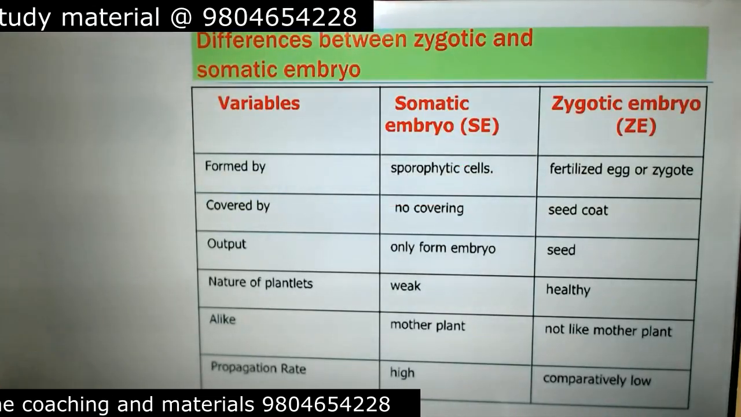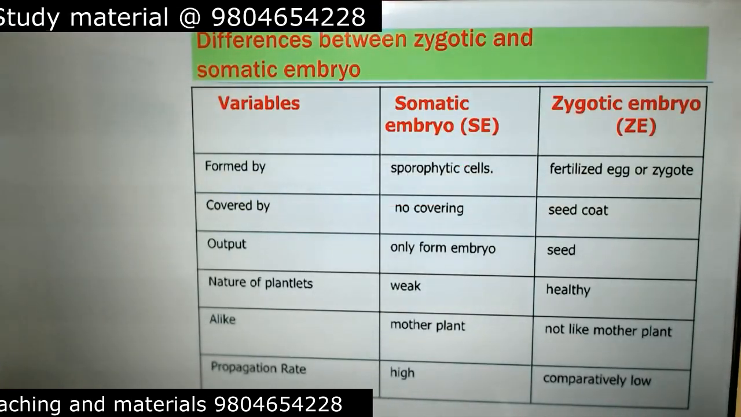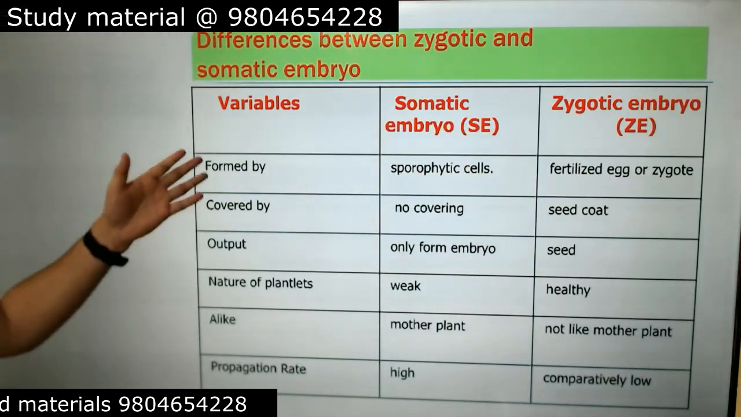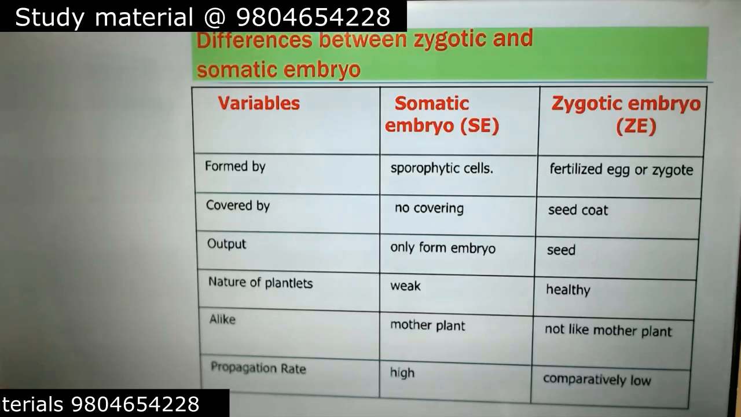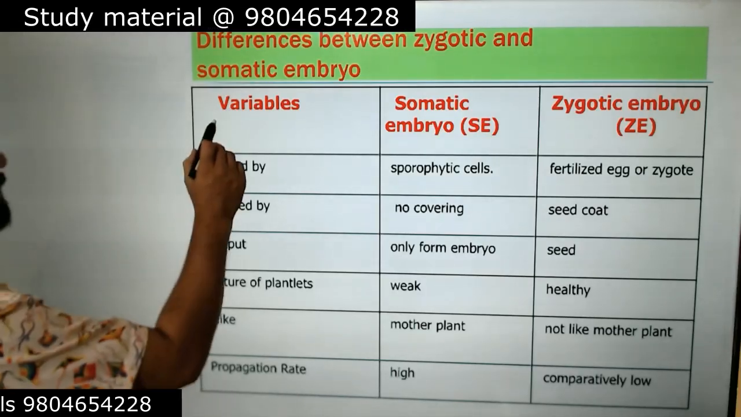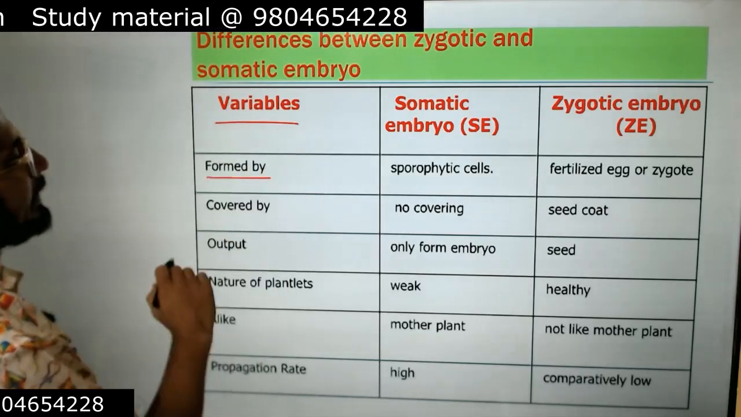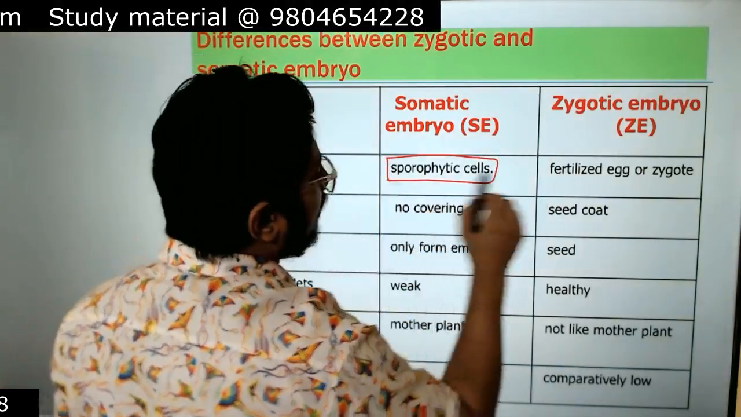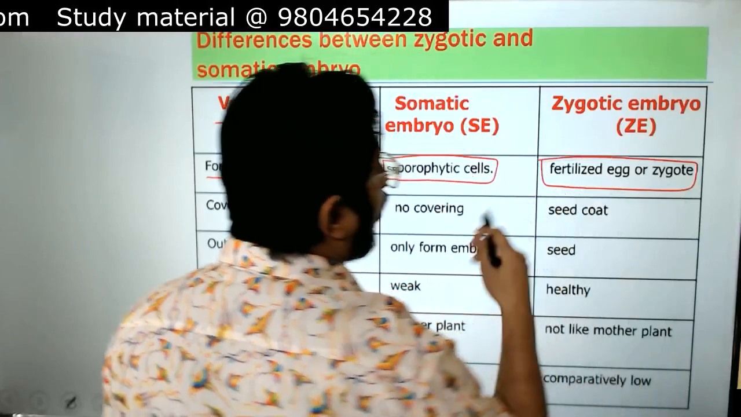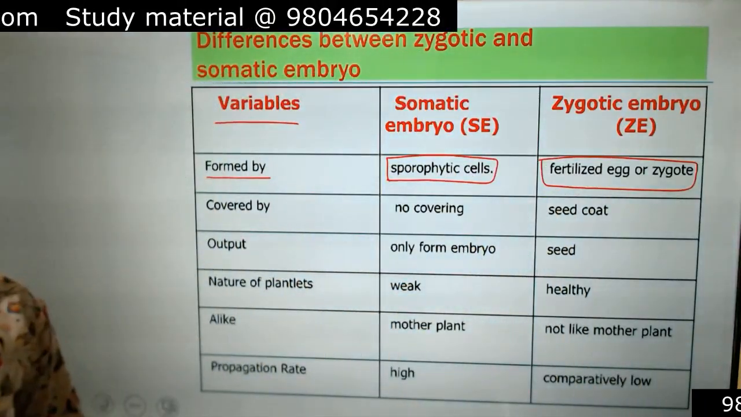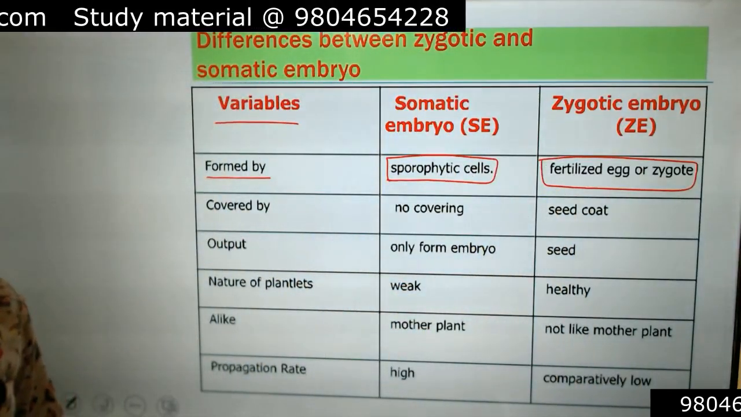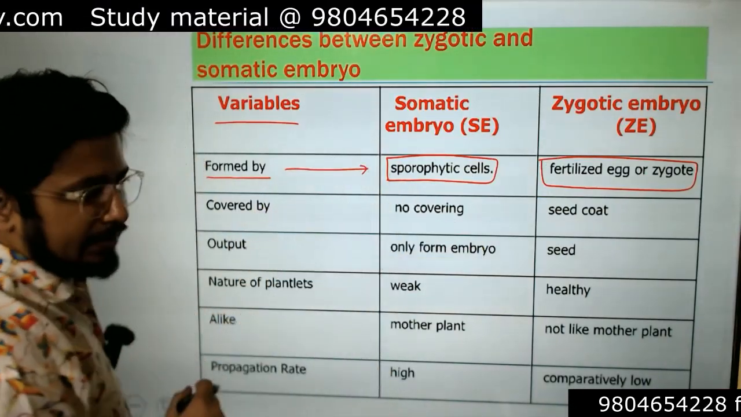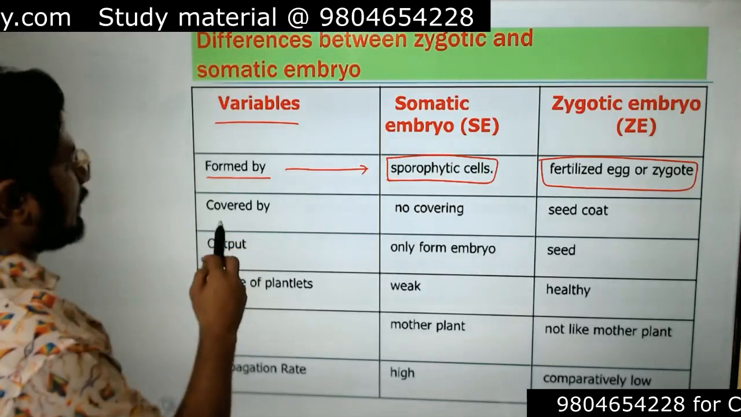So what is the difference between somatic embryo and zygotic embryo? We'll close with this slide. There are four properties and variables, and you can see the difference. The somatic embryo is formed by sporophytic cells, while the zygotic embryo is formed by a fertilized egg or zygote. The zygotic embryo comes from the zygote after the fertilization event, but the somatic embryo forms from sporophytic cells only.